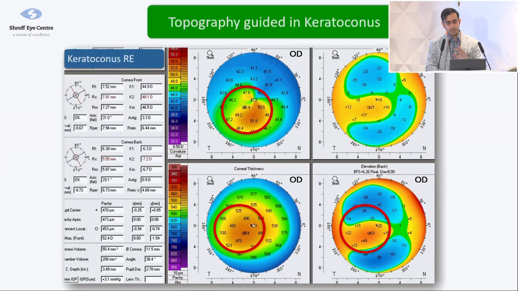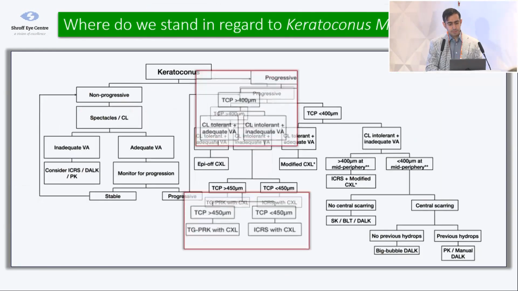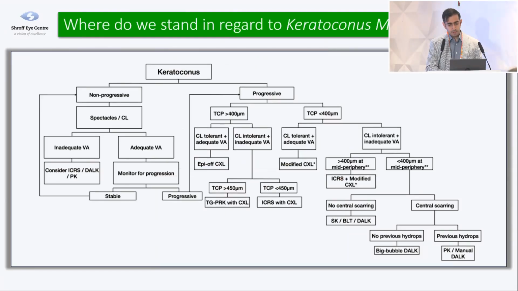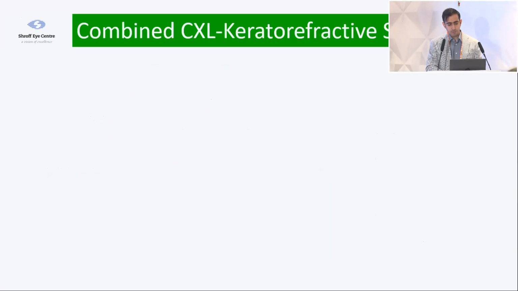Now coming to abnormal corneas like keratoconus, where we combine lasers with cross-linking, we have to understand that the laser here is a regularization procedure. You're not trying to actually treat the refractive error. So these are the various different treatment algorithms. You have to see that the corneal thickness is above 450 microns, and that's where you can actually combine either intacs rings or intracorneal ring segments or PRK with cross-linking.